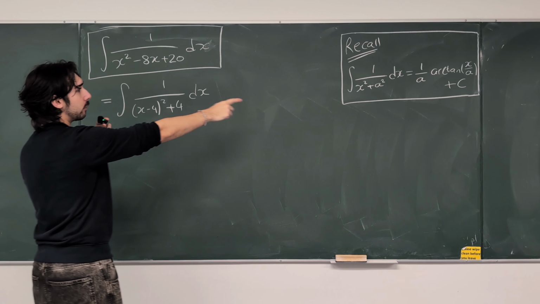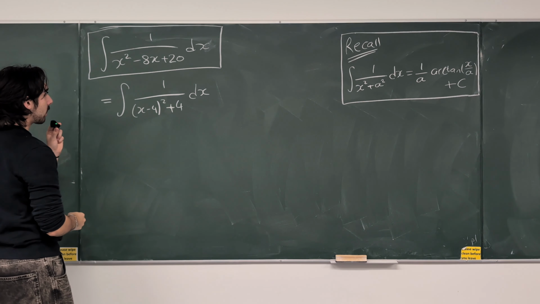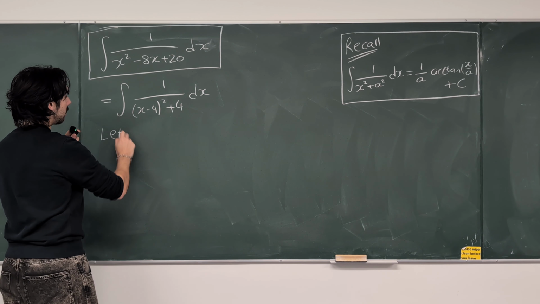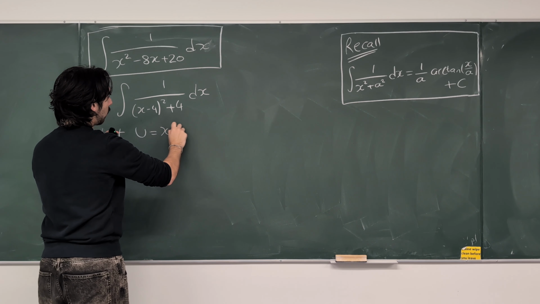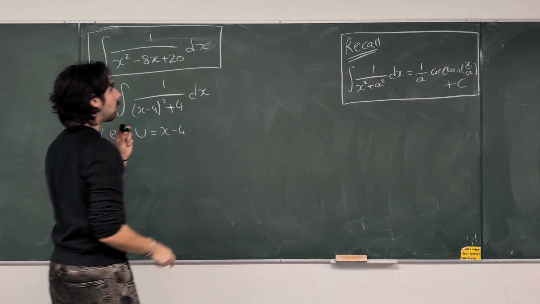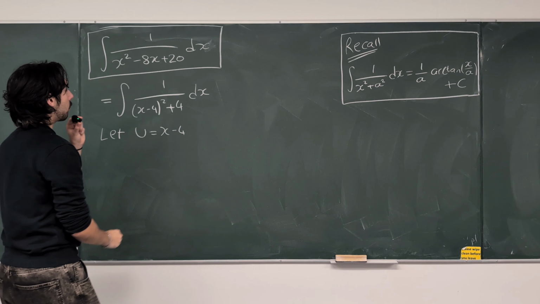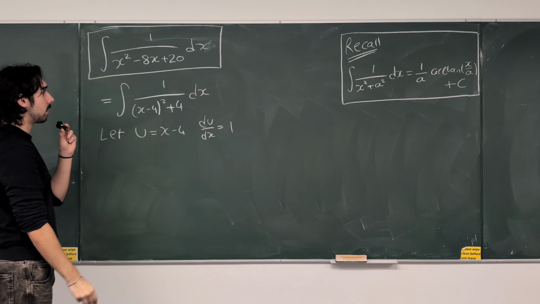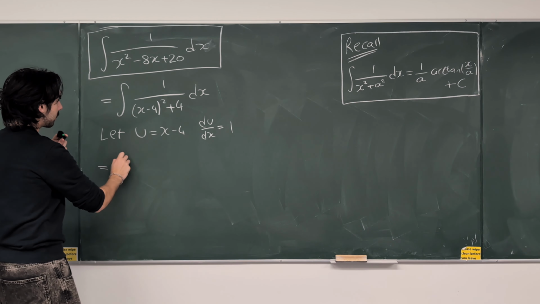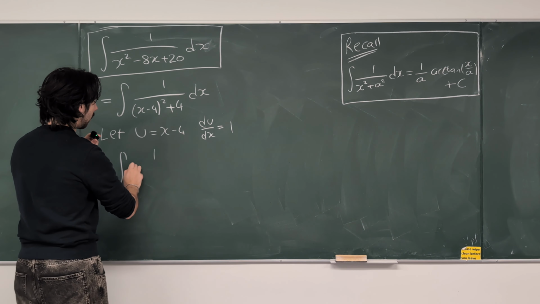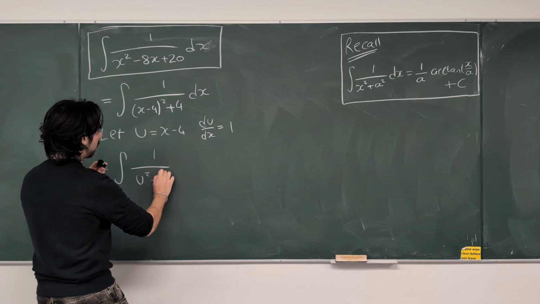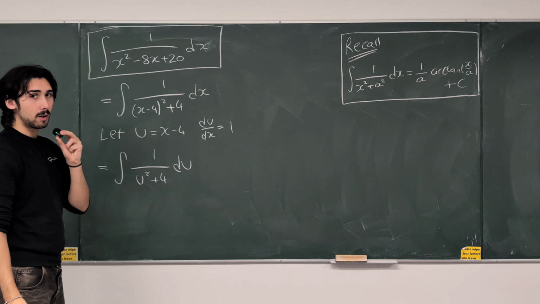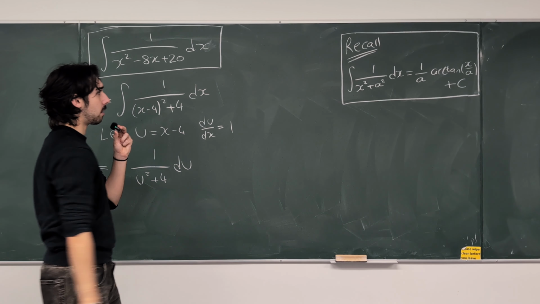Now, this kind of resembles the formula, though not exactly. First of all, we need to do a substitution. So we should let u be x minus 4, because that's going to get us to the correct form that we want, and then we can just plug and play. We can see that du/dx is just the number 1, so that's nice and easy. Then we can rewrite our integral as the integral of 1 over u squared plus 4, and instead of dx, it's just going to be du. Nice and simple, right? Because of course du equals dx.